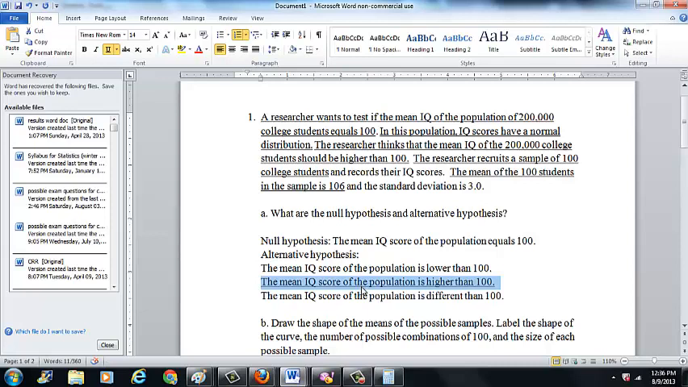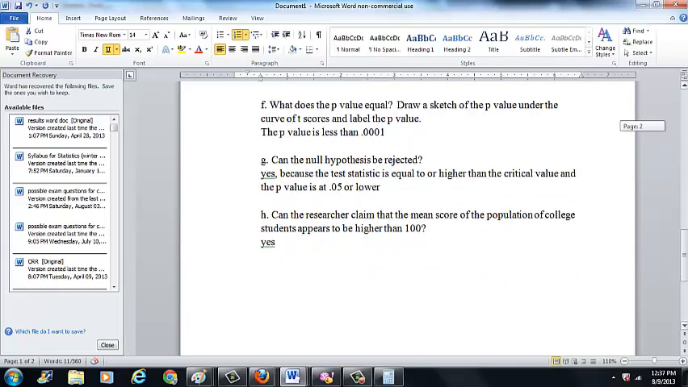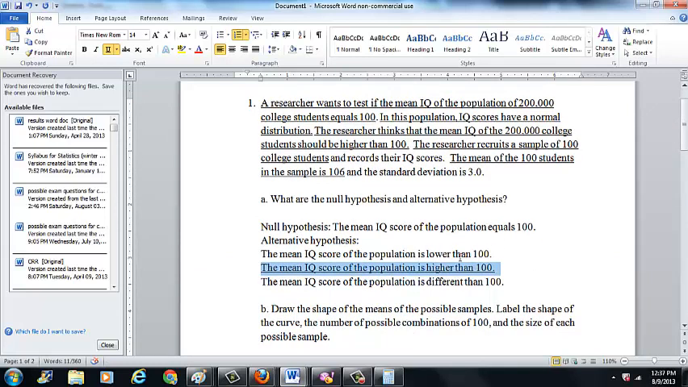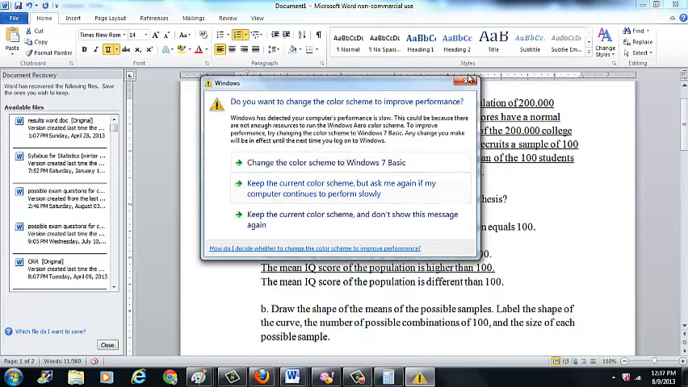The only way that you can support this alternative hypothesis right here is if your sample mean comes out above 100, which it did in our example. If our sample mean came out to 95, we would have to redo our plans, and we wouldn't be able to use this alternative hypothesis anymore. That's not really going to be an issue in this assignment, but I just wanted to let you know about it.